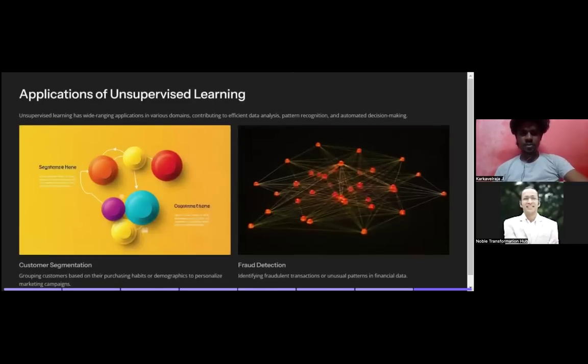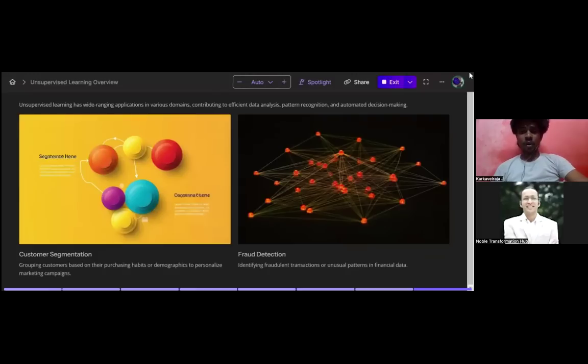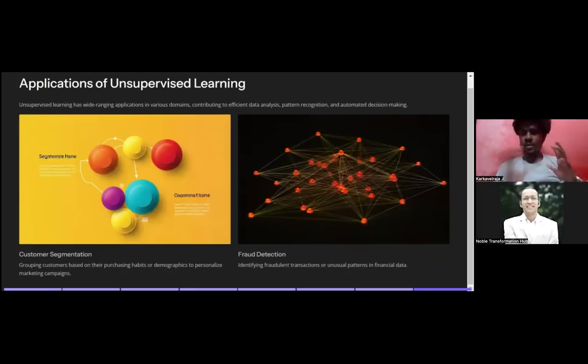Yeah, guys. So I hope now you guys are able to understand what are the advantages and disadvantages that we are having for unsupervised learning. Okay. Final thing. Applications of unsupervised learning. Unsupervised learning has a wide range of applications in various domains, contributing to effective data analysis, pattern recognition, and automation, automated decision making.